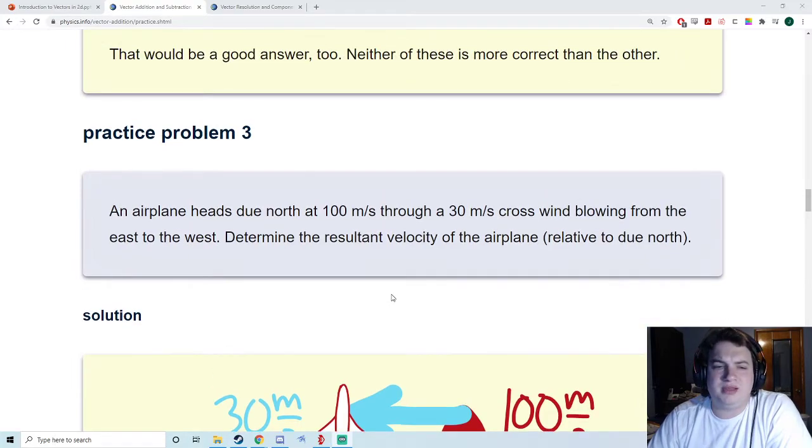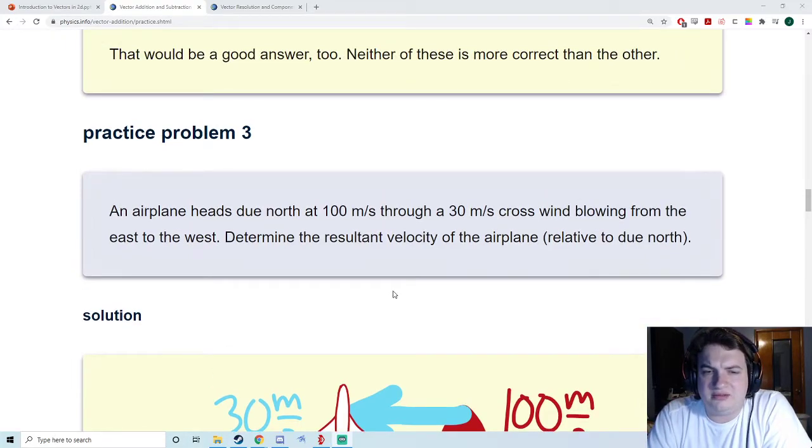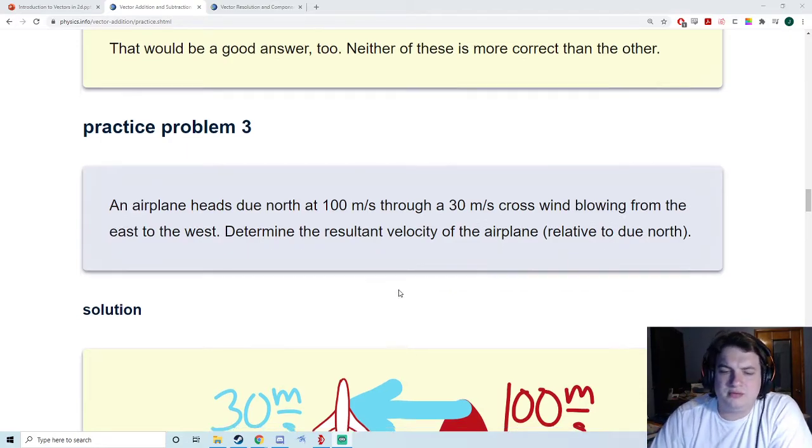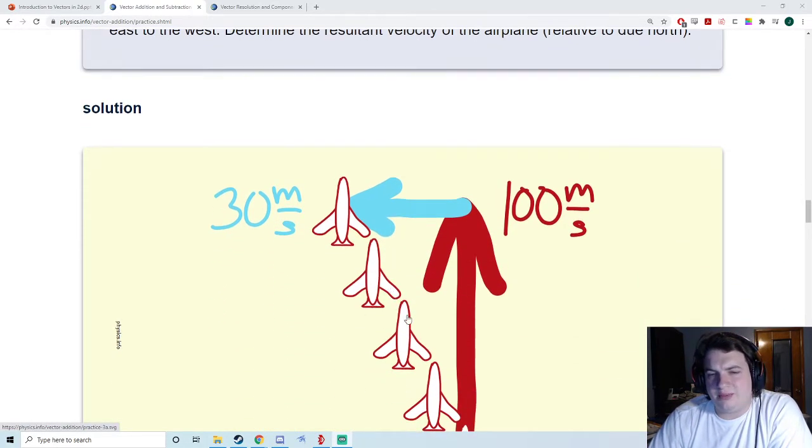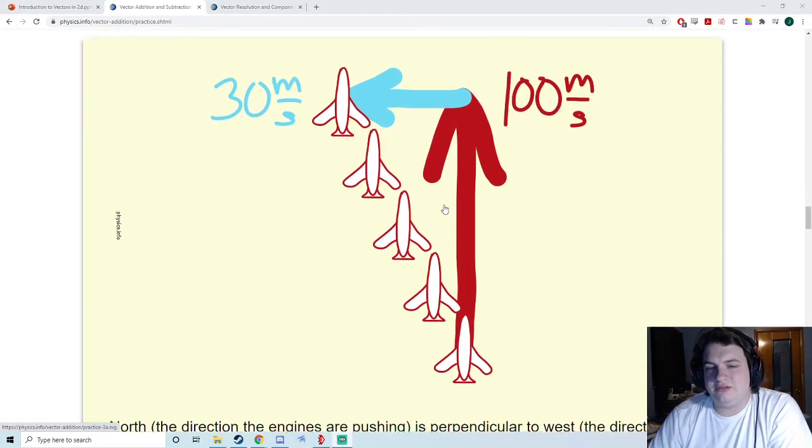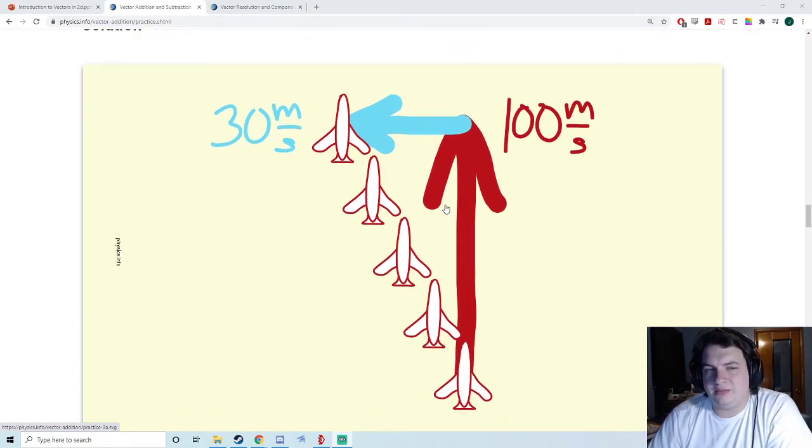So looking at practice problem number 3. We have an airplane that heads due north at 100 meters per second through a 30 meters per second crosswind blowing from the east to west. So determine the resultant velocity of the airplane. Whenever we're talking about crosswind, that wind is blowing into the side of the plane. So what's actually happening is my plane is going north, and I have a wind blowing east to west this way. So I have these two vectors, and we have to add them in some manner.